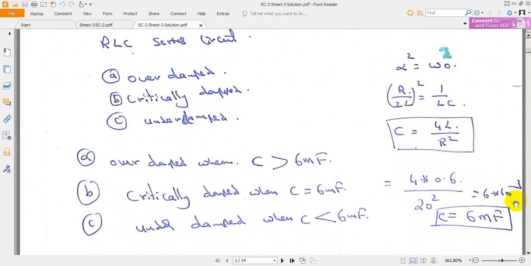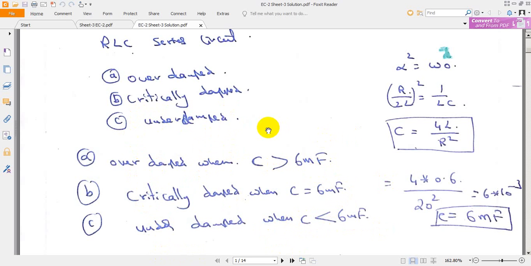6 millifarads, sorry, it is 6 millifarads. This is the capacitance value for the RLC series circuit to make the response critically damped. If we want the RLC series circuit to be overdamped, then C should be greater than 6 millifarads. If we want the RLC circuit to be underdamped, C should be less than 6 millifarads.